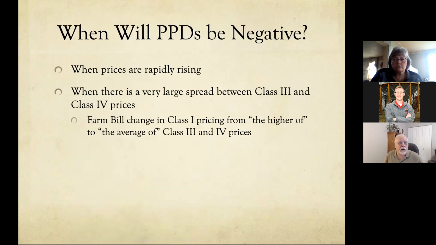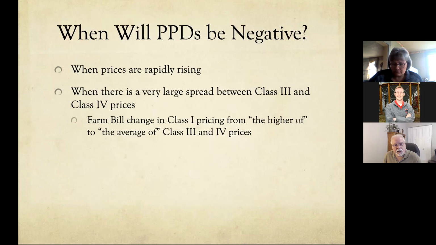But there's now another thing that can happen. We can also get a very large spread between class 3 and class 4 prices. We used to price class 1 based on the higher of class 3 or class 4 prices. When you did that, the spread never really impacted prices very much. But in the last Farm Bill at the end of 2019, Congress said, let's change that. Let's require that federal orders make it the average of class 3 and class 4, not the higher of class 3 or class 4.